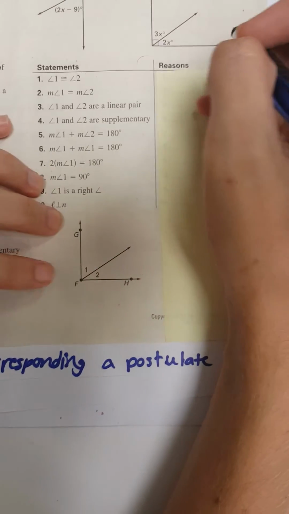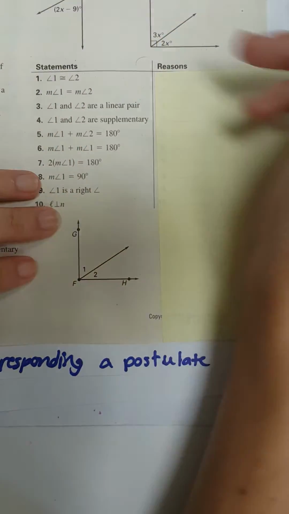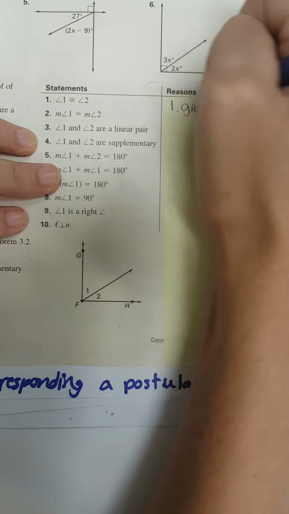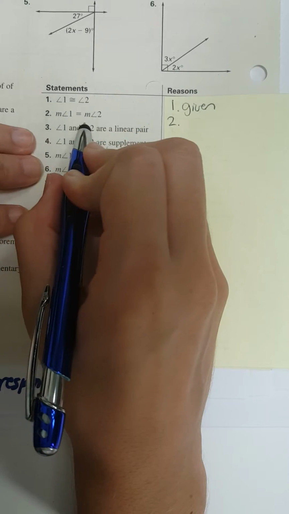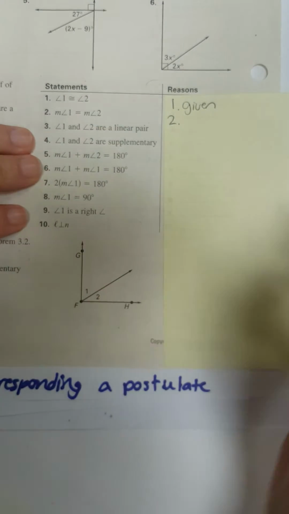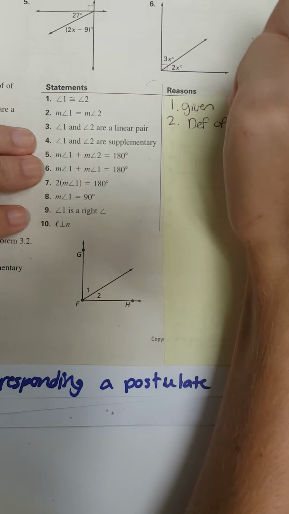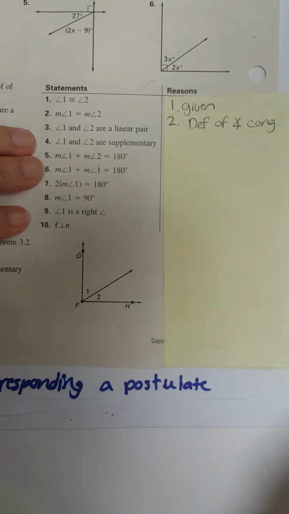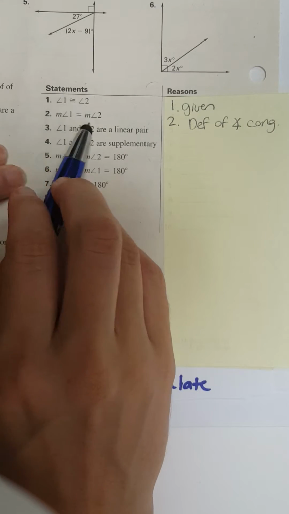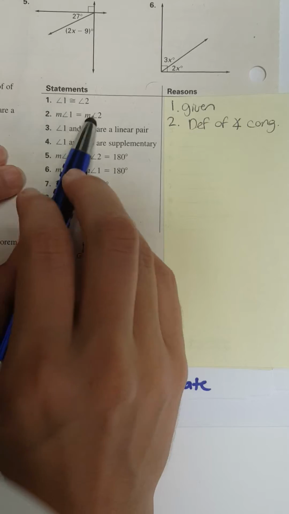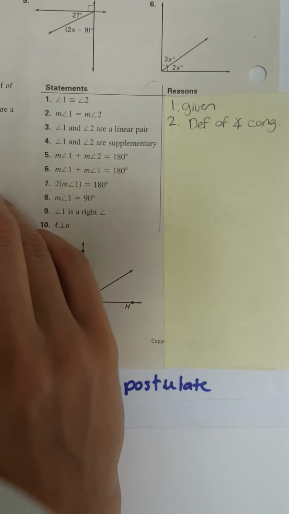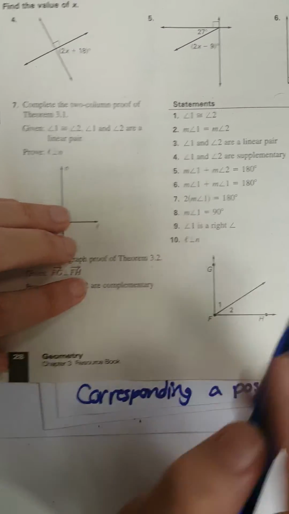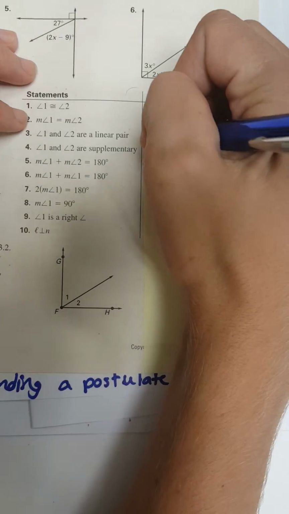Okay, so you should have tried it. Here we go. Angle 1 is congruent to angle 2. Well, they told us that, given. 2, measure of angle 1 equals measure of angle 2. Okay, that just comes from the first one. Definition of congruent, angle congruence, whatever. Either way is fine. Number 3, angle 1 and angle 2 are a linear pair. Did we get that from here? No, neither of us tells us that they're a linear pair, but wait. If we come over here, angle 1 and angle 2 are a linear pair. Well, there you go. Given.